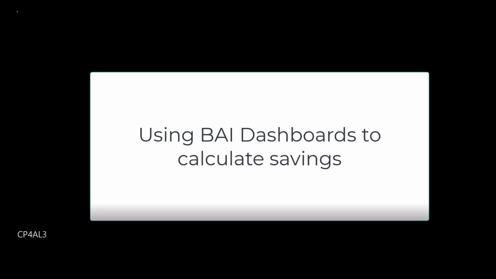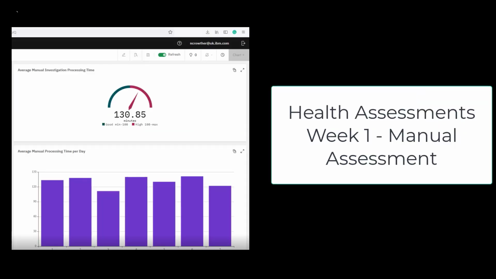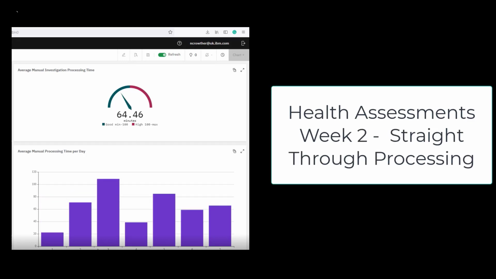In this step now we're going to show you how we use BAI dashboards to see how much savings we're making by having straight through processing. So the first dashboard in week 1, we assume we're running without straight through processing. So in other words, using the manual step. And you can see here, we used 130 hours to process the reports. And then you can see in week 2, the reports now only use 64 minutes of manual time to process the reports required per week.